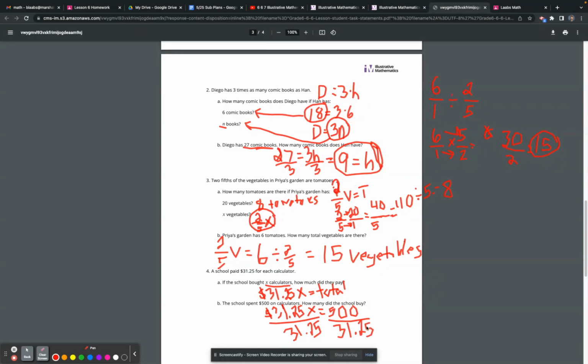Now this would be one that I would let you use a calculator on because there's no way that we're setting that up as long division. That would be way too much. So 500 divided by 31.25 is 16. So the school bought 16 calculators. Yeah, you know what I'm trying to do.